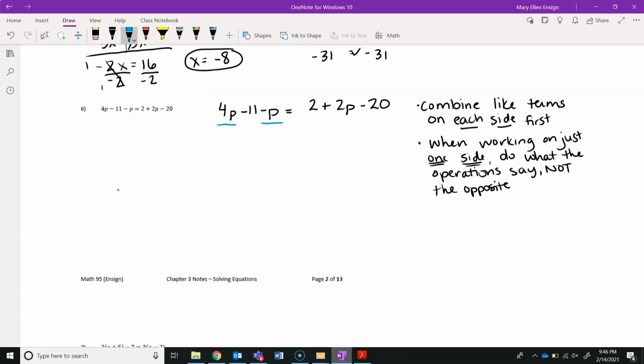So in other words, when I look at this left-hand side, I see 4p minus p. I'm not going to add p to both sides, anything like that, or add p twice here. I'm just going to do what it says. I'm going to take 4p and I'm going to subtract p. So that becomes 3p. And then I bring down the minus 11 because nothing changed there. And then I look at the right side and I have 2 minus 20. 2 minus 20 is -18, and then I have -18 plus 2p.